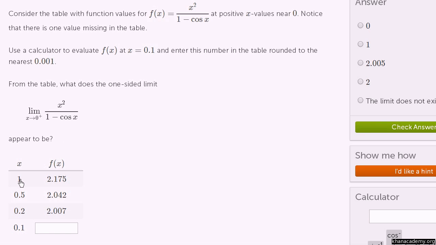So let's see what they did. They evaluated when x equals 1, f of x is 2.175. When x gets even a little bit closer to 0, and once again, we're approaching 0 from values larger than 0, that's what this little superscript positive tells us, we're at 0.5, and we're at 2.042. Then when we get even closer to 0, 0.2, f of x is 2.007. And so I'm guessing when I'm getting even closer, it's going to be even closer to 2 right over here.